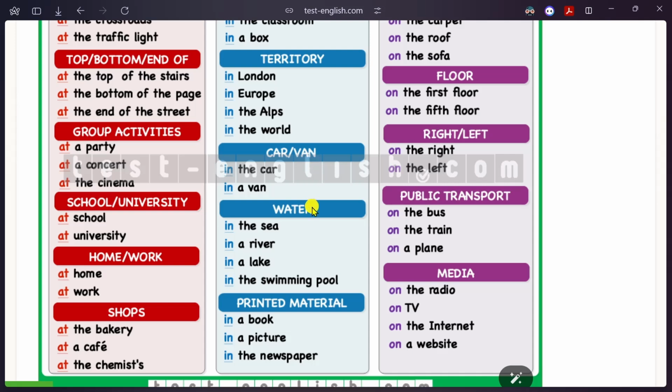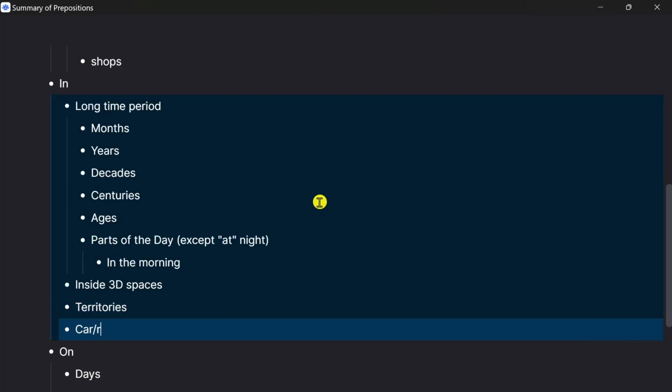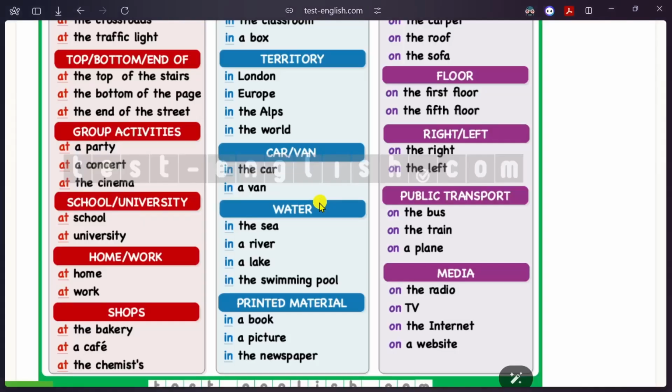So in the car, you see it's a 3D space, right? You're inside, in the van. But then not for, for example, on the bus, on the train, on the airplane. You cannot think of any transportation as "in." So in the car, in the van. You have to put car, van. Water, yes, in water, right?